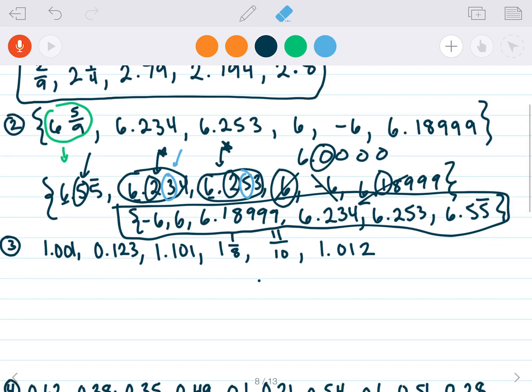All right, let's take a look at our third one on our list. Notice that we only have 2 fractions to change into decimals first. We have this guy right here, and we have this guy. And 1 and 1/8, if I change that to a mixed number, 1 times 8 is 8, 8 plus 1 is 9, 9 divided by 8 is going to give us 1.125. So I'm going to change this with 1.125. And 11 divided by 10 in the calculator is 1.1.